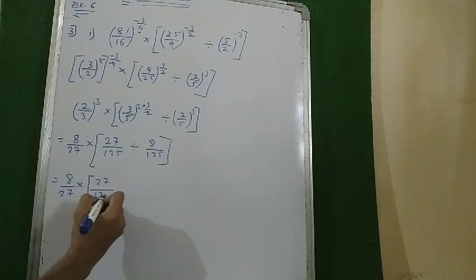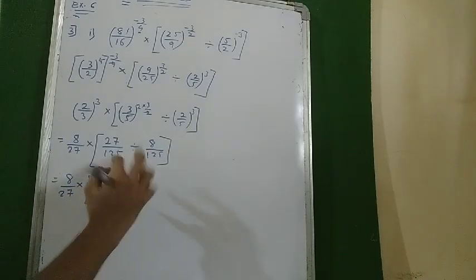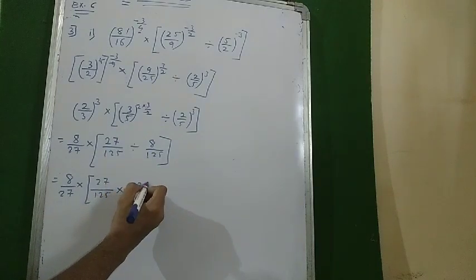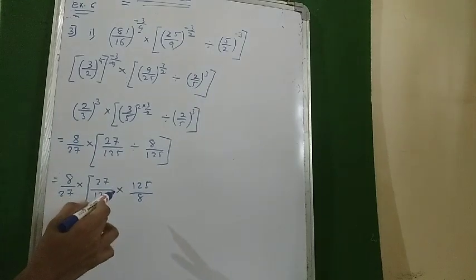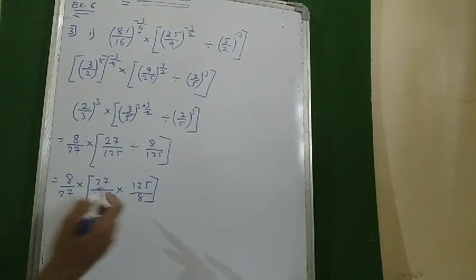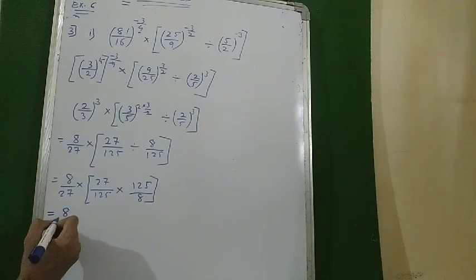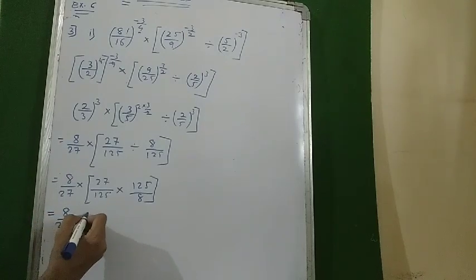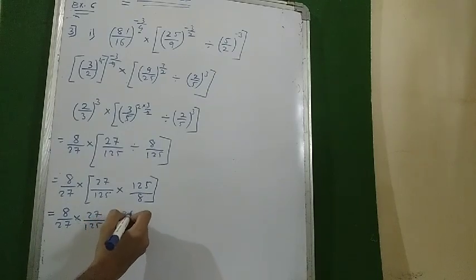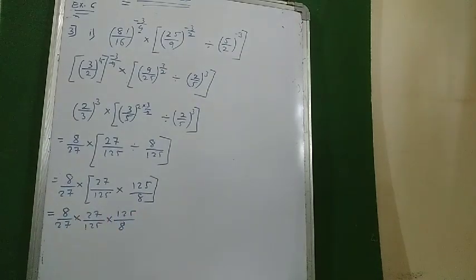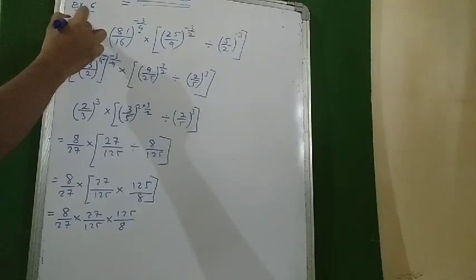27 upon 125. Divide becomes multiply and this part will be reciprocal. Whenever we are changing divide into multiplication, the next term becomes the reciprocal. Okay, so if you observe it properly, first of all I open the bracket so it becomes easier for you to understand. Okay, there are many basic rules which are used in this sum, so star mark this question.